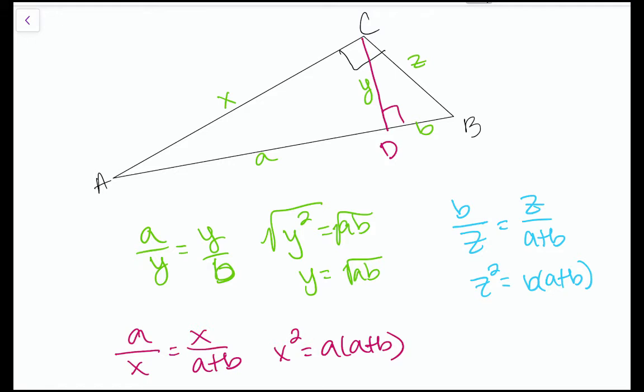Z, which is one of the legs of the original triangle, is the geometric mean of the closest side here and the sum of the whole side, right? The entire thing. Whereas X is the geometric mean of the closest side, which is A, and the whole thing. So they kind of have that in common. So I know this can be very tricky. We will reinforce this in class, but again, please make sure you have this in your notebook so that you can refer back to it and use it to solve problems.